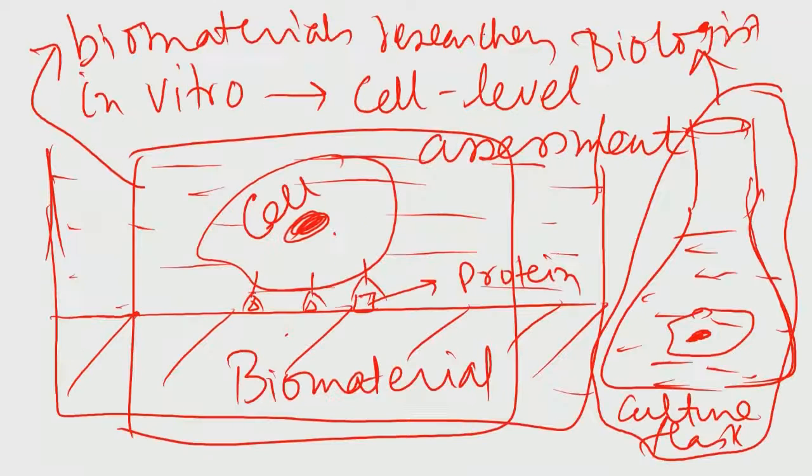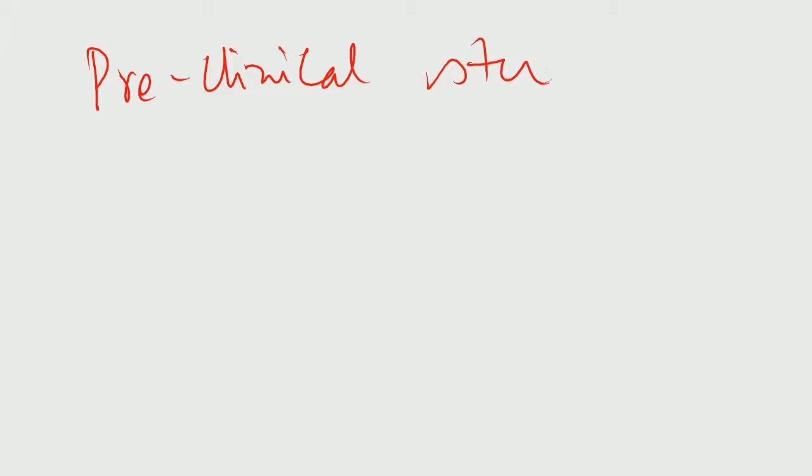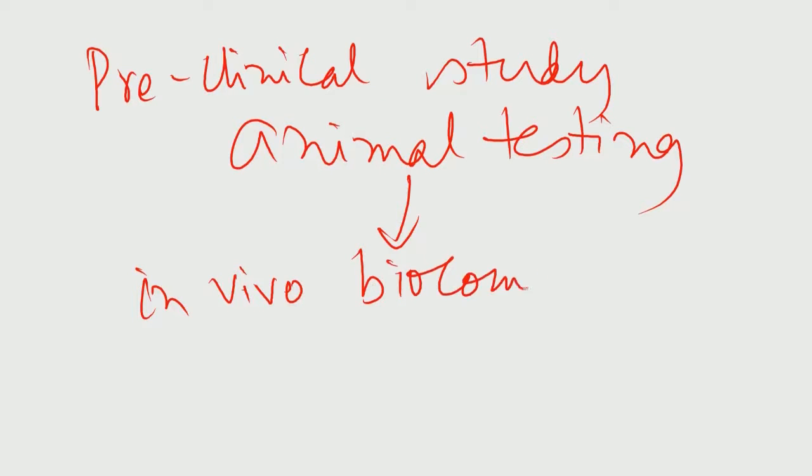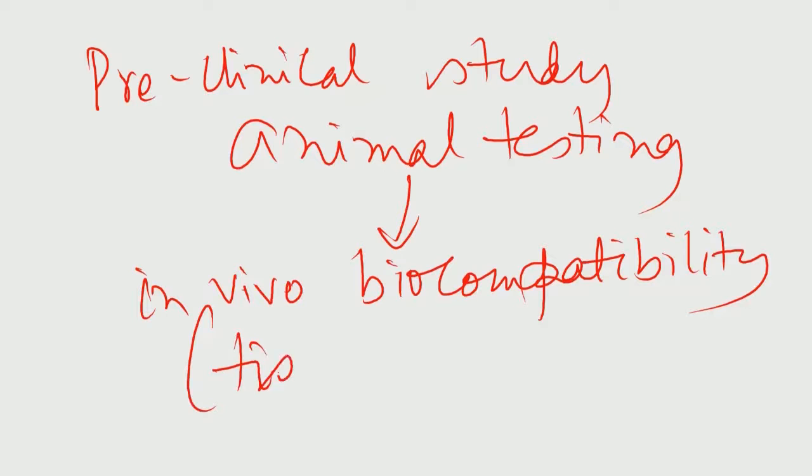Now, once a material exhibits a certain level of functionality, which reflects good in vitro cell compatibility, then the material can be chosen for further preclinical study, and this preclinical study essentially means animal testing. And this animal testing will be done to confirm its in vivo biocompatibility, or tissue response.